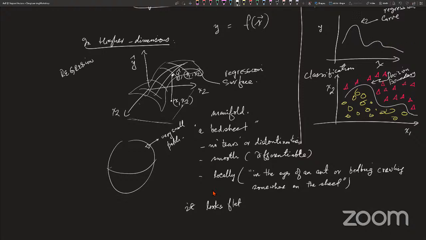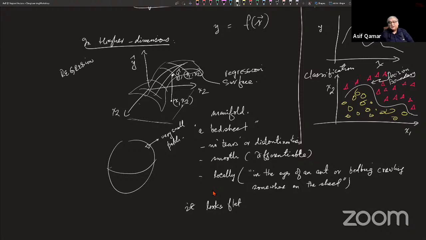In fact, this is history. We are the ants living on the big sphere of Earth, tiny little creatures. And for the longest time, what did we believe? That the Earth is flat. We wouldn't believe that the Earth could be spherical in shape. That again speaks to the kind of surfaces we are looking at. The surface of the Earth is a perfectly good manifold in some sense. Locally, it looks flat.